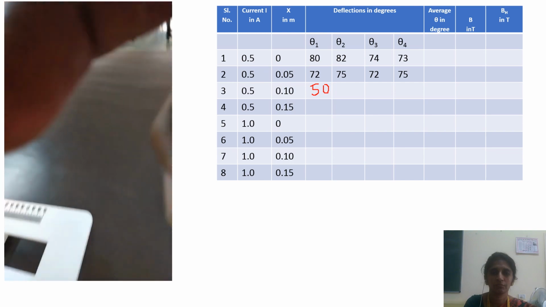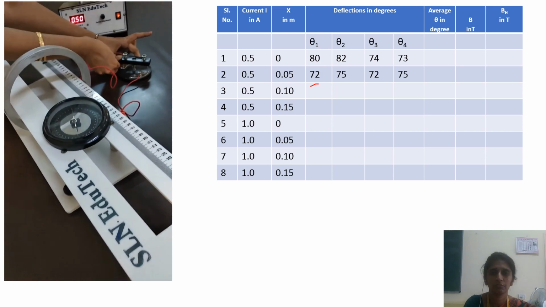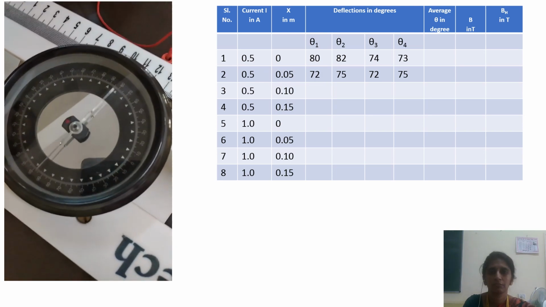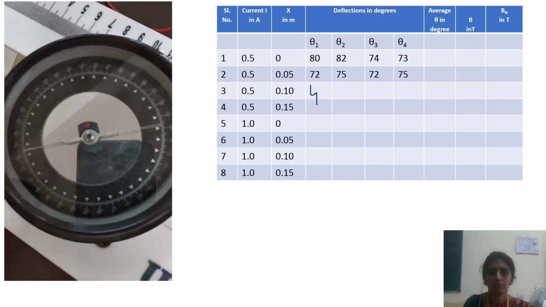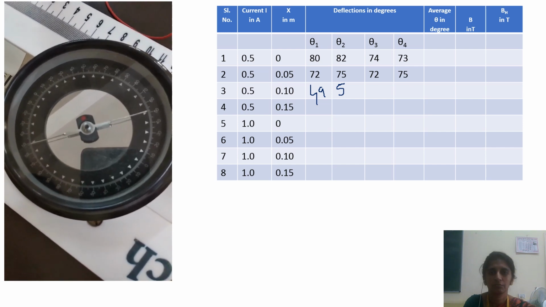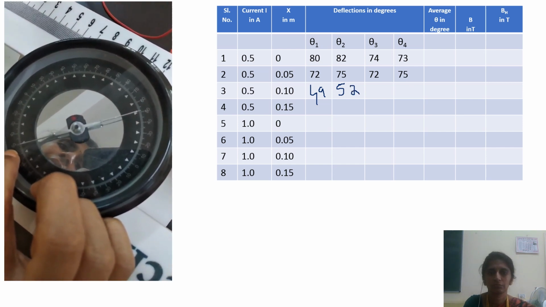Now let us reverse the flow of current. When I reverse the flow of current, let us note down again theta 3 and theta 4, which appear to be 50 and 52.